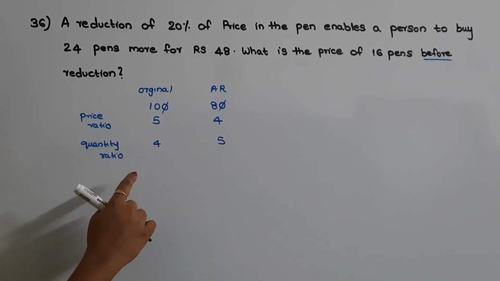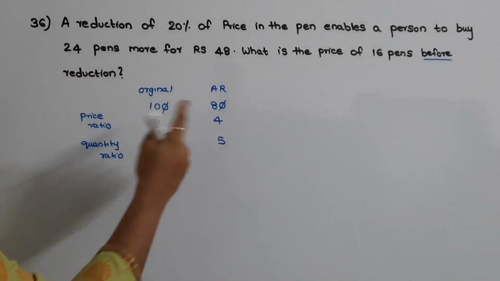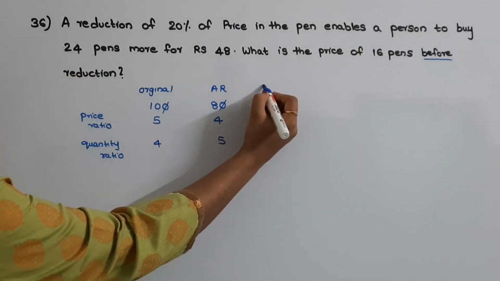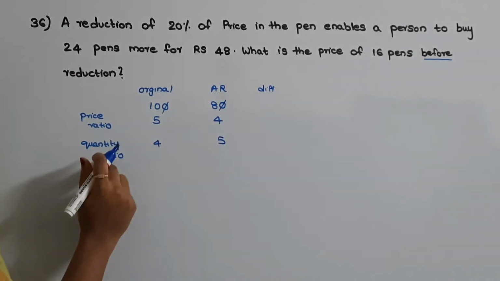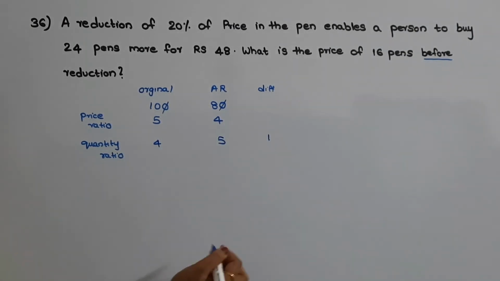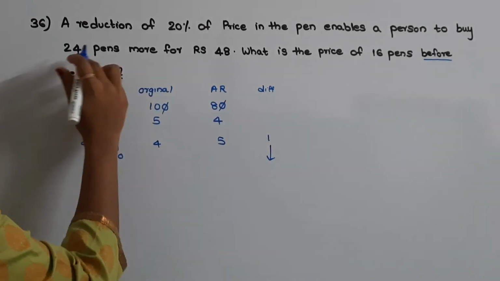Now in the question, the difference in the number of pens which he can buy between these two situations is given as 24. Okay. So let us find out the difference in the quantity ratio, that will be 5 minus 4, that is 1. So this 1 can be represented as this 24.